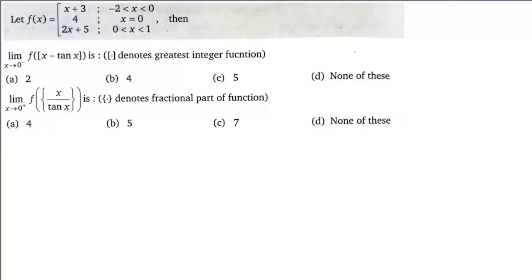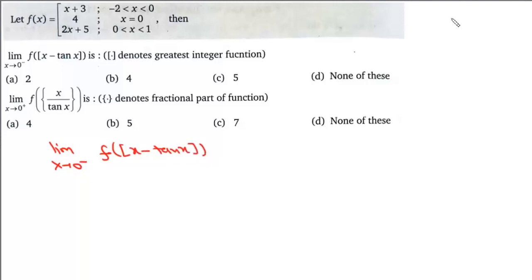Now here the question is, we are given this function f(x), which is x plus 3 when x lies between minus 2 and 0, 4 when x is equal to 0, and 2x plus 5 when x lies between 0 and 1. Now, first question is we need to find this limit x tends to 0 negative of the greatest integer function of x minus tan x.